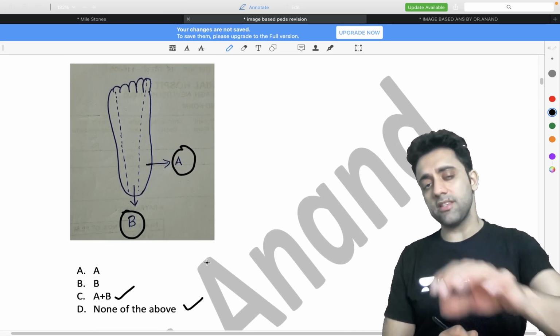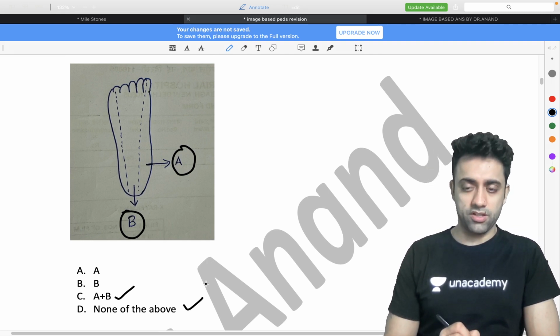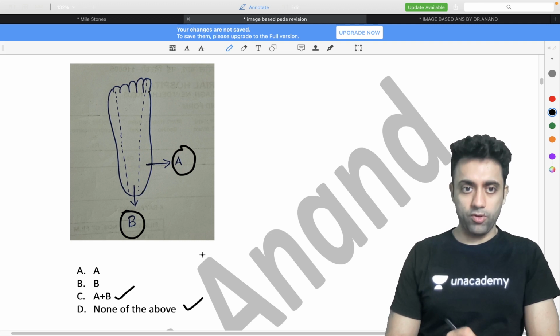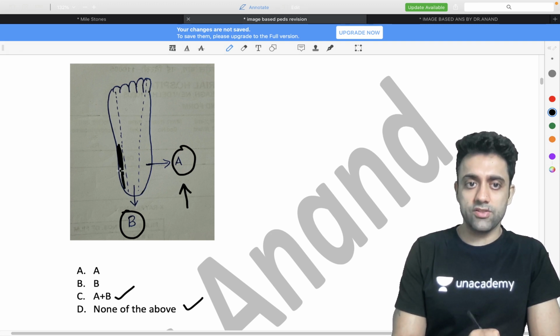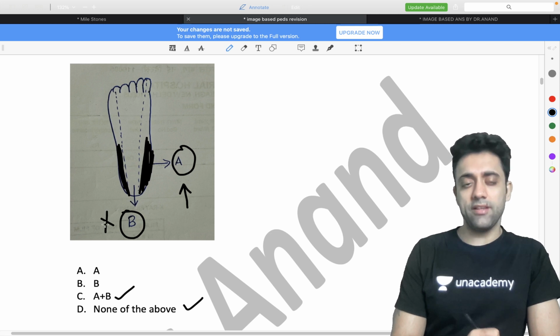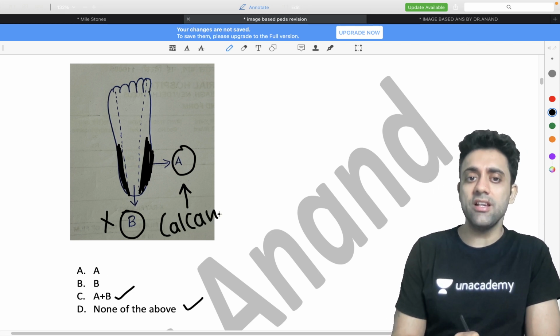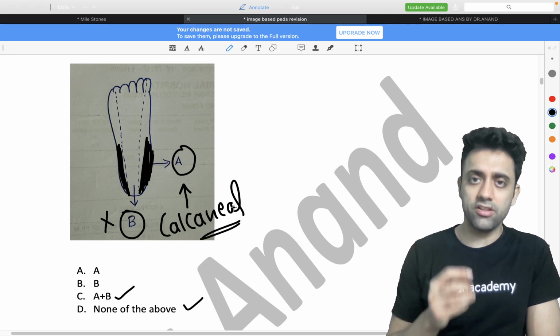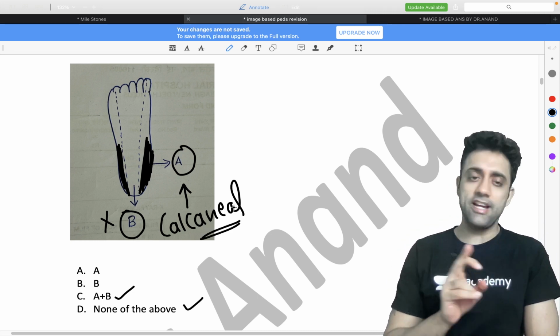Please remember, it's a very simple and important image-based question. Whenever you take a sample in a newborn, always take it from point A, on the lateral side. You always prick the baby here for hypoglycemia or sugar checking. You never prick point B because it can cause calcaneal injury or calcaneal fracture. You don't poke the calcaneum, only the side.